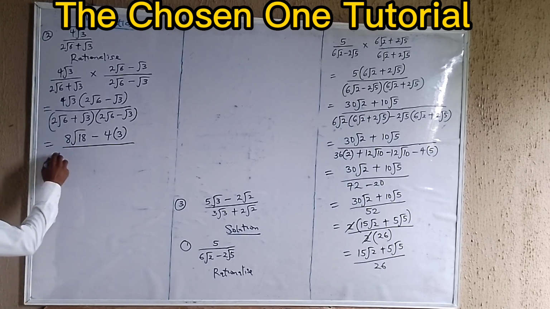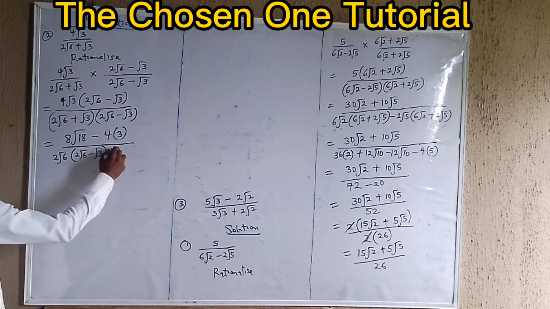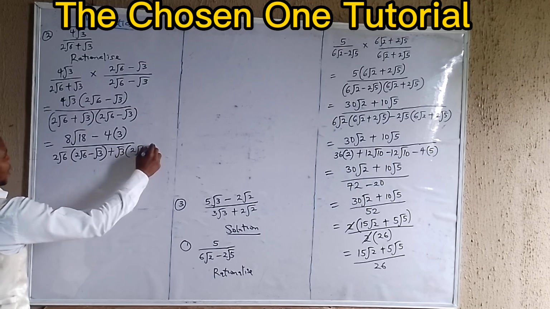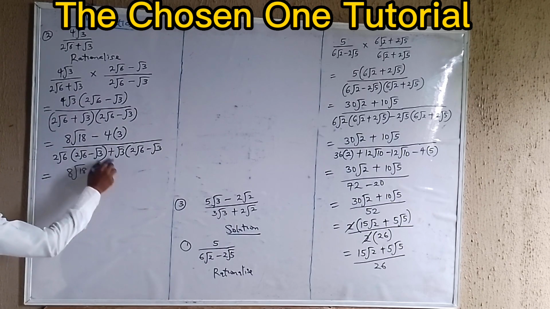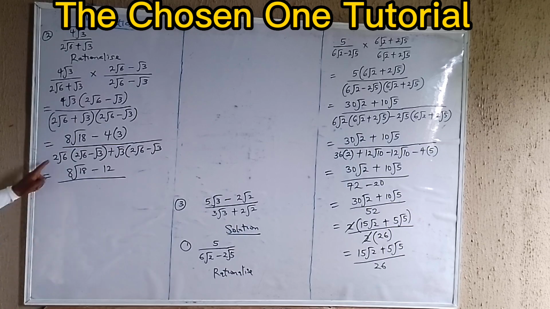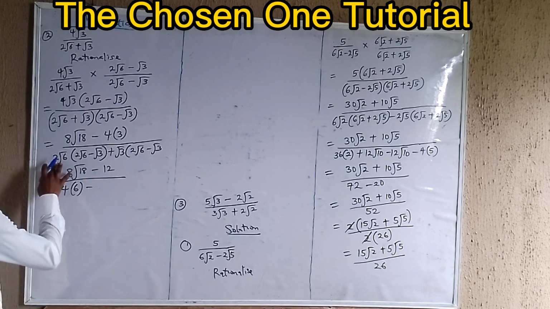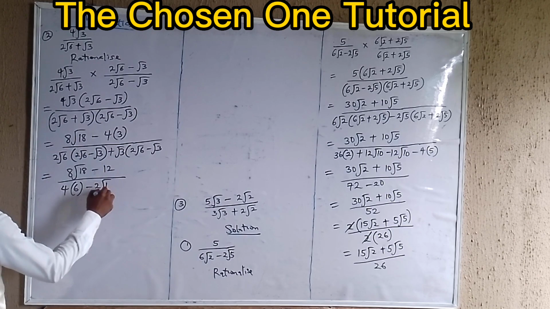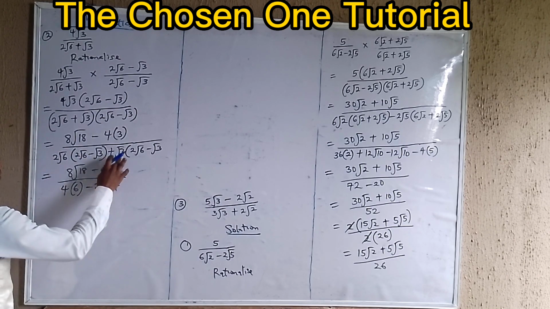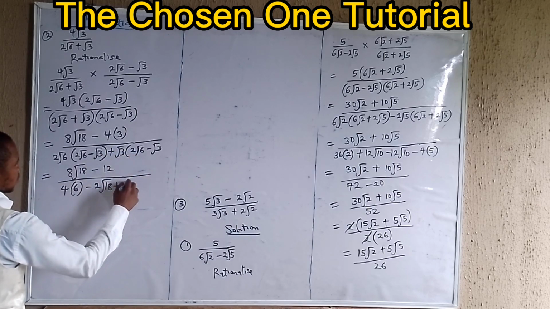So we can open one of the brackets for another here. We are going to have 2 root 6 in bracket of 2 root 6 minus root 3, plus root 3 in bracket of 2 root 6 minus root 3. So we are going to have 8 root 18 minus 12. 4 times 3 will give us 12. 2 times 2 here will give us 4. And root 6 times root 6 will give us 6. Minus 2 times 1 will give us 2. Root 6 times root 3 will give us root 18. Plus 2 times 1 here will give us 2. Root 3 times root 6 will give us root 18.